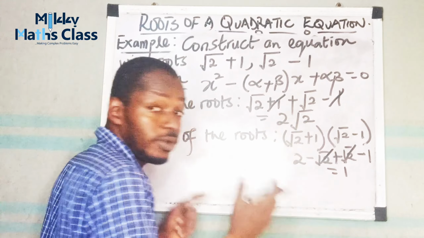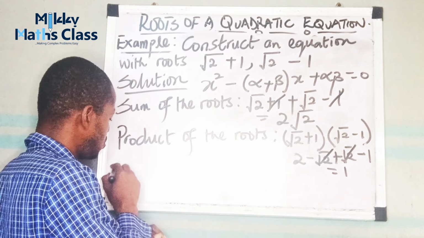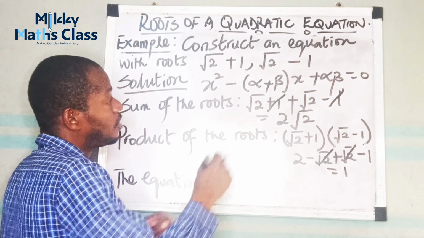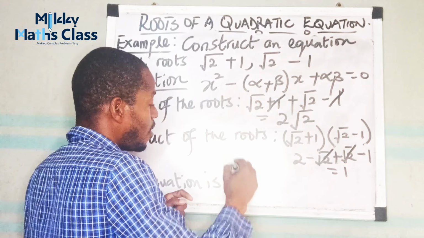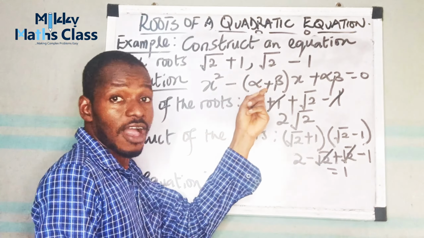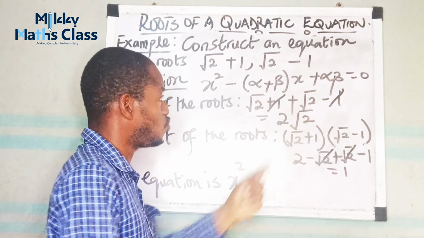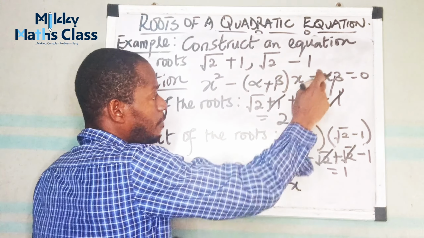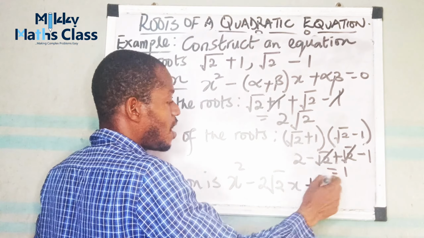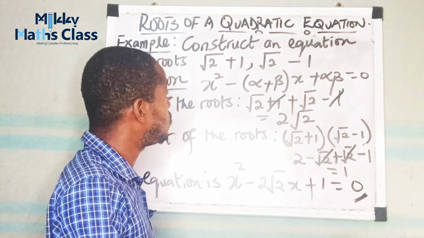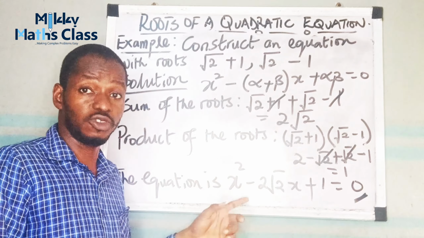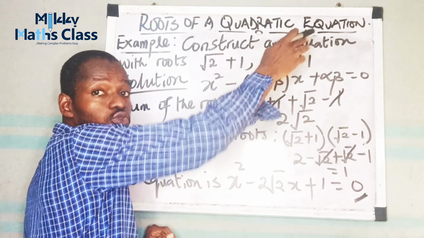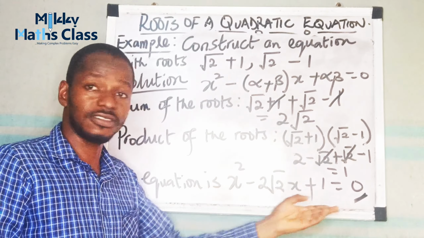While the sum is 2 root 2. So all we just need to do to form the equation is, look at it, we input it into this place. That's x squared minus the sum of the roots, alpha plus beta, which is 2 root 2, so 2 root 2, we have our x, plus the product of the roots, plus 1, equals 0. So we have ended up constructing the equation that has the roots root 2 plus 1 and root 2 minus 1. So this is the quadratic equation.